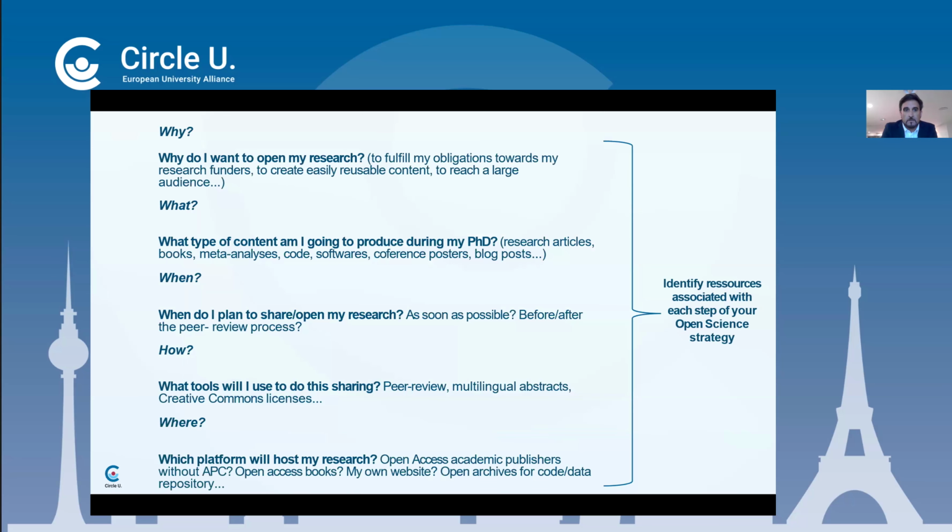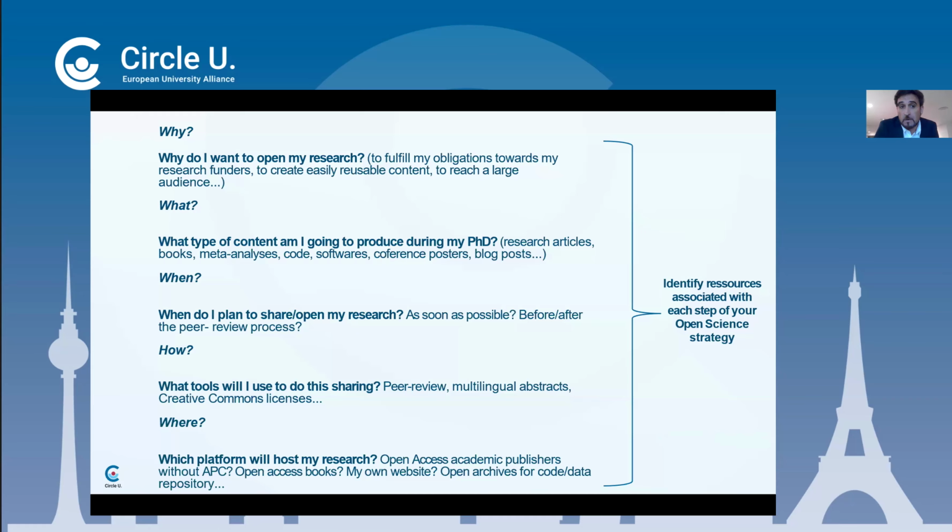Now, if I try to summarize what's been said today, the first question could be, why do I want to open my research? Well, we've heard that sometimes it is to fulfill obligations towards research funders. We've also discussed being able to easily reuse contents and to reach a large audience.